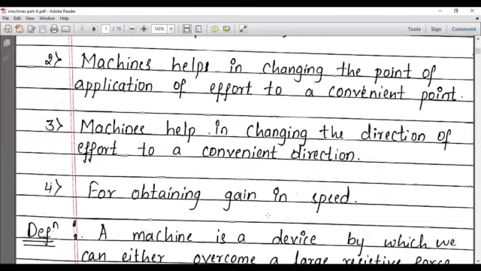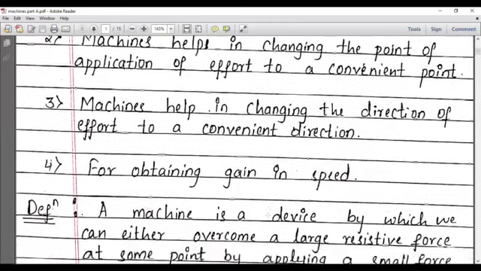Here, effort is more than the load. In both these cases, effort is more than the load. But the distance moved by the effort is less than the distance moved by the load. That you will understand after some time.